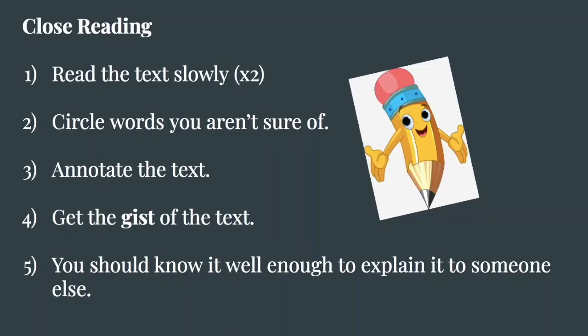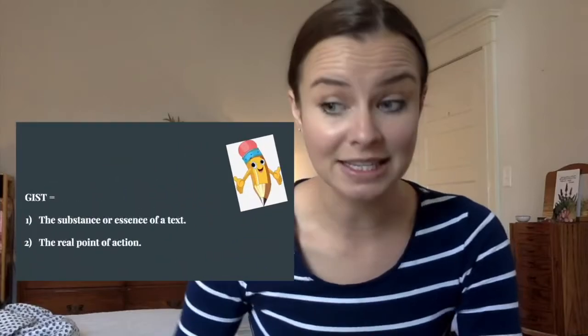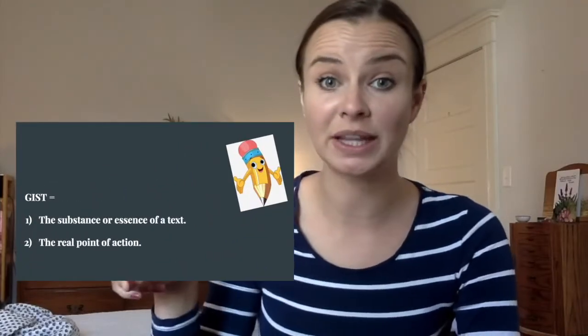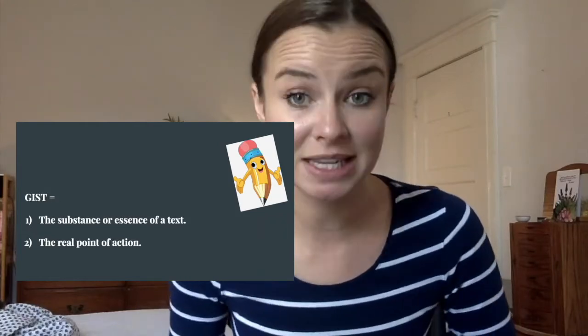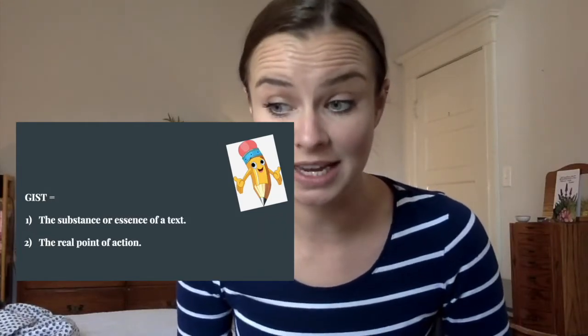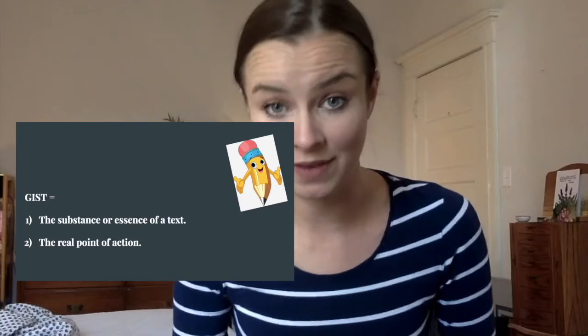At this point, we are now on to number 4 and 5 of our list for our close reading skills. You have now circled words and annotated, which means you've probably read the text 3 times over. That leaves us with simply finding the gist of the text. Now the gist, and note the little pencil, so I'd like you to write this down on your list of vocabulary words, is the substance or essence of a text. It's the real point of action.